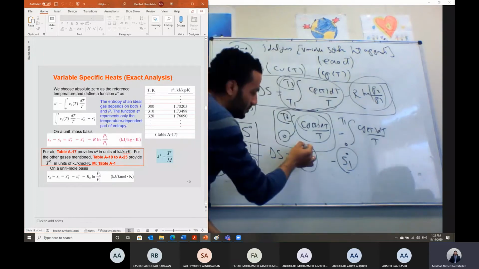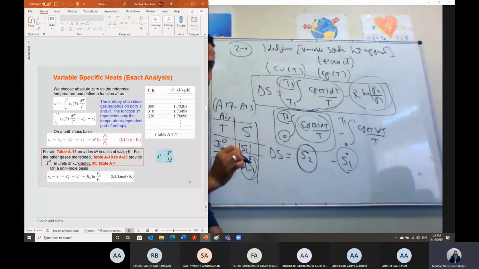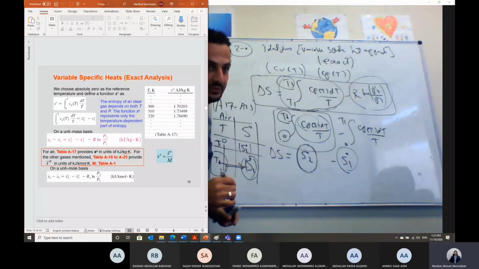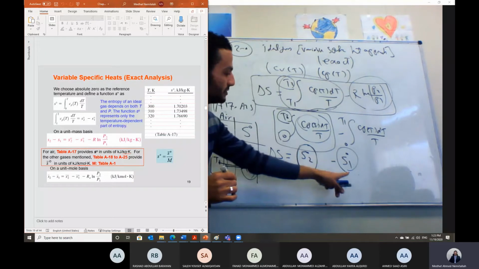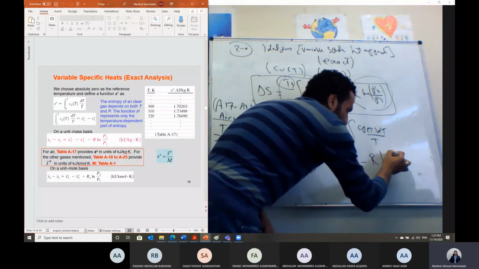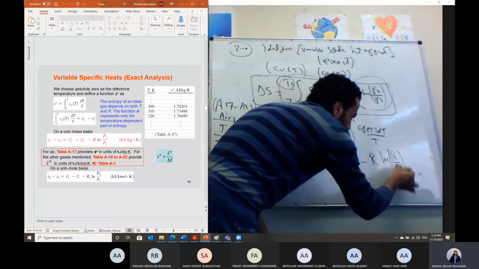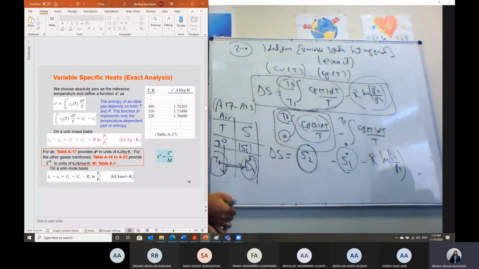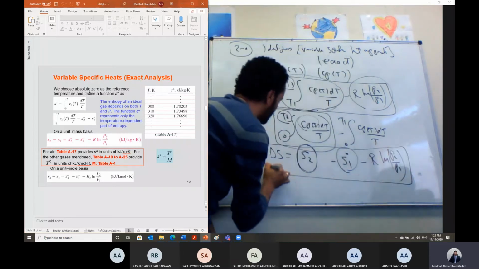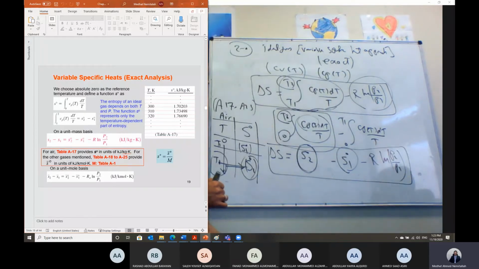This s° is the temperature-dependent part of the entropy. Still, we have the pressure-dependent term. So you will get those two terms from the table, and you have to add here minus R ln P2 over P1. Okay, and this is the exact analysis approach. Okay, is it clear?